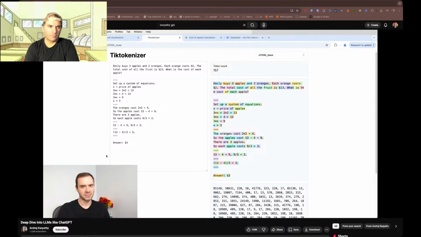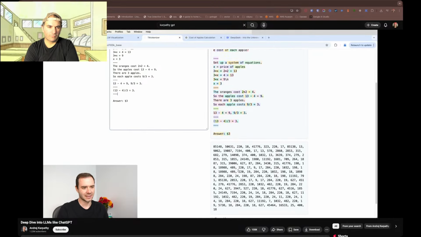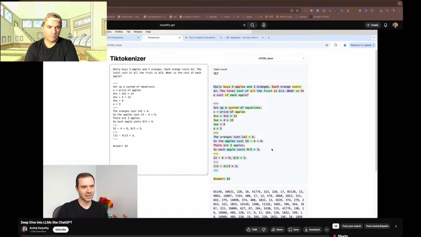Okay, so let's go back to the problem that we worked with previously, just so we have a concrete example to talk through as we explore the topic here. I'm here in the tiktokenizer because I get a text box, which is useful, but number two, I want to remind you again that we're always working with one-dimensional token sequences. I actually prefer this view because it's the native view of the LLM. This is what it actually sees. It sees token IDs, right? Okay. So Emily buys 3 apples and 2 oranges. Each orange is $2. The total cost of all the fruit is $13.